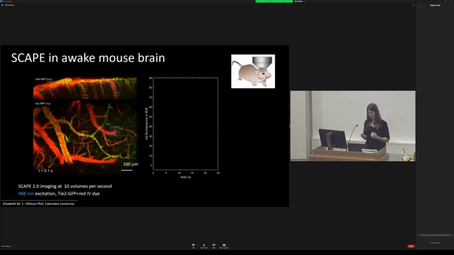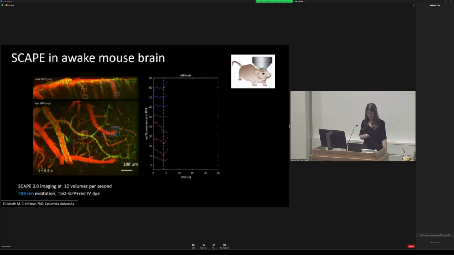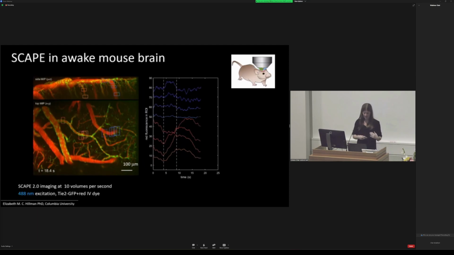So that mouse was sort of alive, but not really alive. Going back to my origins, where I really wanted to study vasculature, this is our ability to image the volume of in vivo mouse brain at 10 volumes per second, capturing all of those vessels. You can analyze throughout that 3D network the way that those different vessels are dilating in response to stimulating this animal's whiskers. This is something that's always been incredibly challenging to do if you're doing one plane at a time.